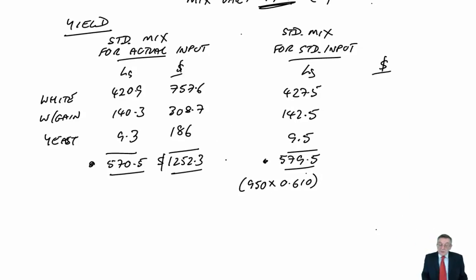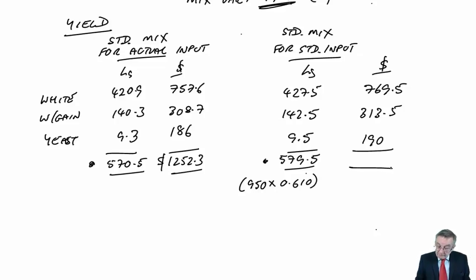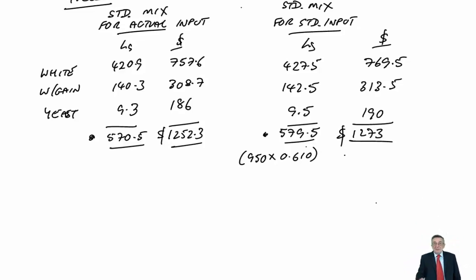For the standard input, let's cost it out. White, 427.5 at standard cost of 180 a kilo would be 769.5. 142.5 times 220 a kilo. And finally, 9.5 for yeast at standard cost of 20 a kilo. Comes to a total of 1273. Exactly. You could have found that out slightly faster, of course, because how much should 950 loaves have cost us? Each loaf, the standard cost is 1.34. 950 loaves, it's 1273. So there are various ways you can speed up, but I'm sticking to the same approach as the lecture.